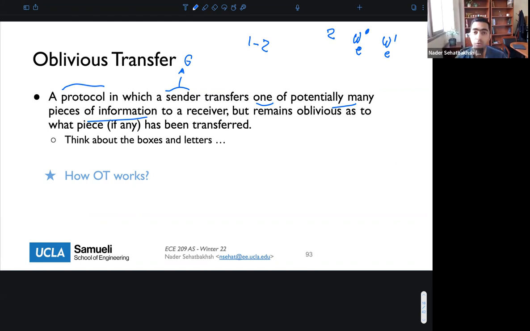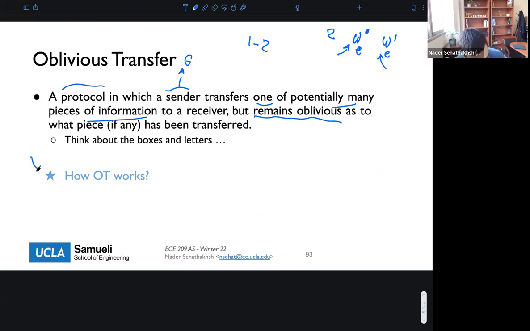So Genie wants to transfer either WE0 or WE1, but Genie has to remain oblivious as to which of these two she has already transferred, right? That's the key here: Genie does not need to know which one she has sent. On the other hand, only one of these two has to be sent. Genie should not send both of them to Eve, right?